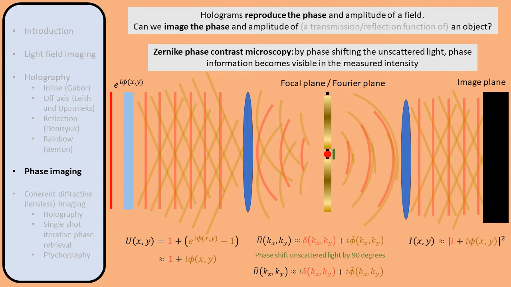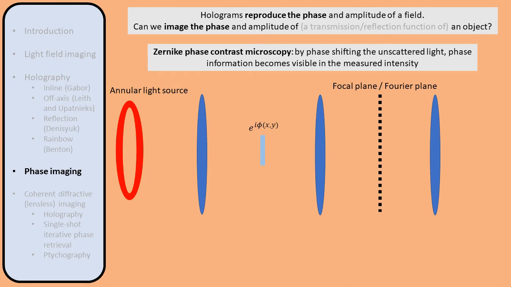The resulting expression has a term that is linear in the phase and one that is quadratic in the phase. When we Taylor expanded the transmission function to first order, we assumed that the phase shift is small, so the quadratic term is negligible. We find that by phase shifting the unscattered light, the phase information appears in the image intensity. By comparison, if we hadn't phase shifted the unscattered light, there would be no linear phase term in the intensity, and since the quadratic term was assumed to be negligible, there would be no phase information in the image.